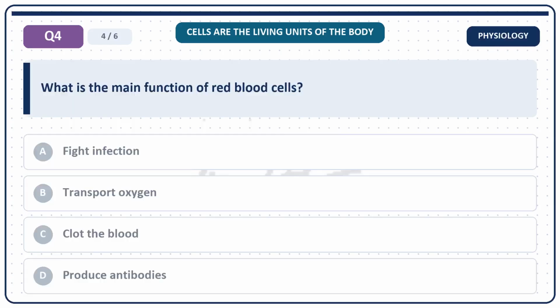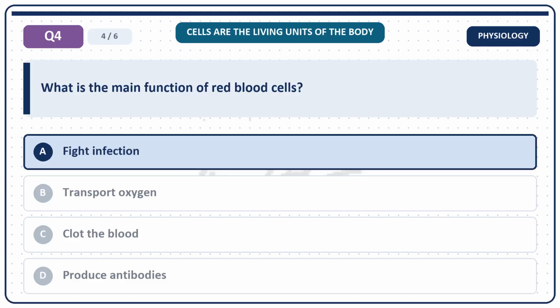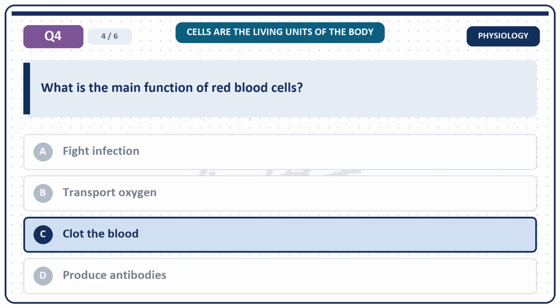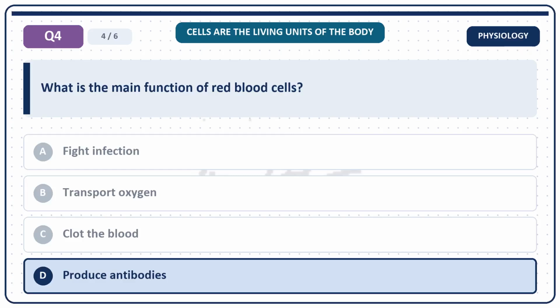Question 4. What is the main function of red blood cells? Option A, fight infection. Option B, transport oxygen. Option C, clot the blood. Option D, produce antibodies.